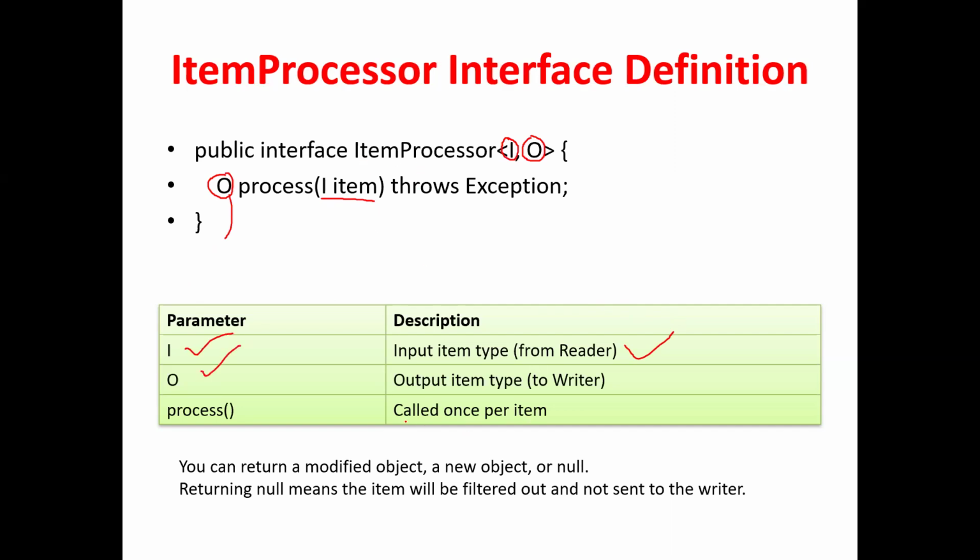So the process method is called per one item. If you have 10 records, the processor will be called 10 times. You get the input information, and you can return a modified object, meaning a new object, or null. Null represents you are filtering the data, so we are not sending that data to the writer. That is the meaning here. This is an interface.